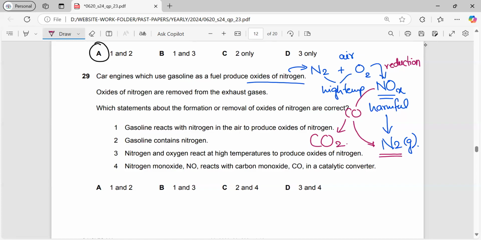Gasoline reacts with nitrogen in the air to produce oxides of nitrogen. Gasoline reacts with nitrogen in the air? No. Gasoline does not react with nitrogen. Nitrogen reacts with oxygen in air to form oxides of nitrogen. Gasoline contains nitrogen. This is also not correct because nitrogen comes from the air, not from the gasoline, not from the petrol, not from the hydrocarbon. Nitrogen and oxygen react at high temperature to produce oxides of nitrogen. This is correct. Nitrogen monoxide reacts with carbon monoxide in a catalytic converter. This is also correct. So the answer is 3 and 4.